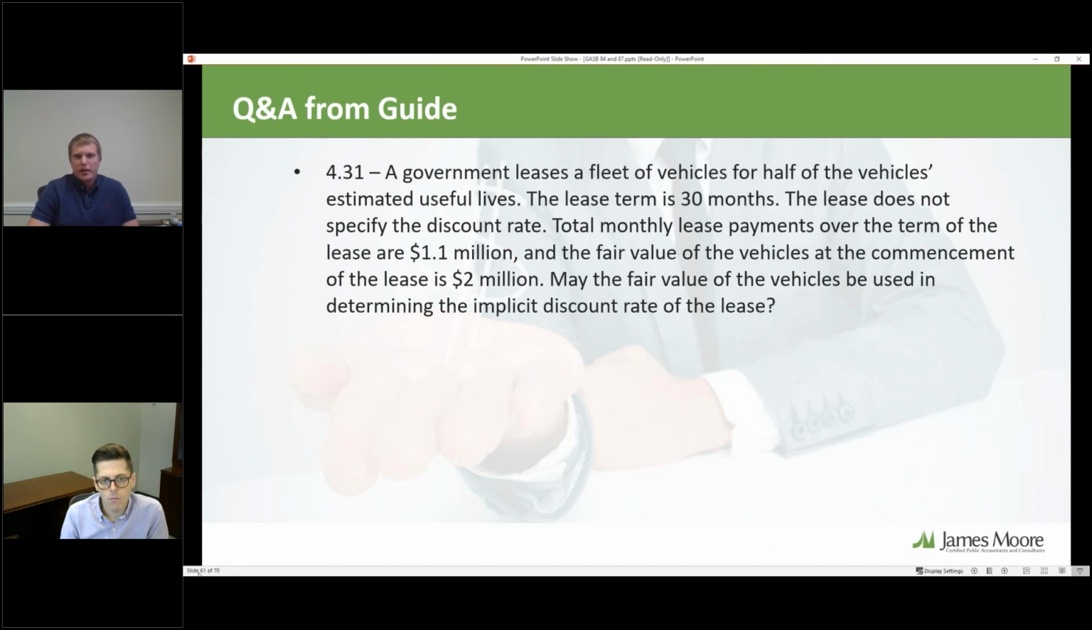A government leases a fleet of vehicles for half of the vehicle's estimated useful life. The lease term is 30 months. The lease does not specify a discount rate. The total monthly lease payments over the term of the lease are $1.1 million, and the fair value of the vehicles at the commencement of the lease is $2 million. May the fair value of the vehicles be used in determining the implicit discount rate of the lease? So yes, if you do know the fair value of the assets that are being leased and the lessor does not explicitly state an interest rate, you can use the fair value of the vehicles to back into what that implicit rate is.